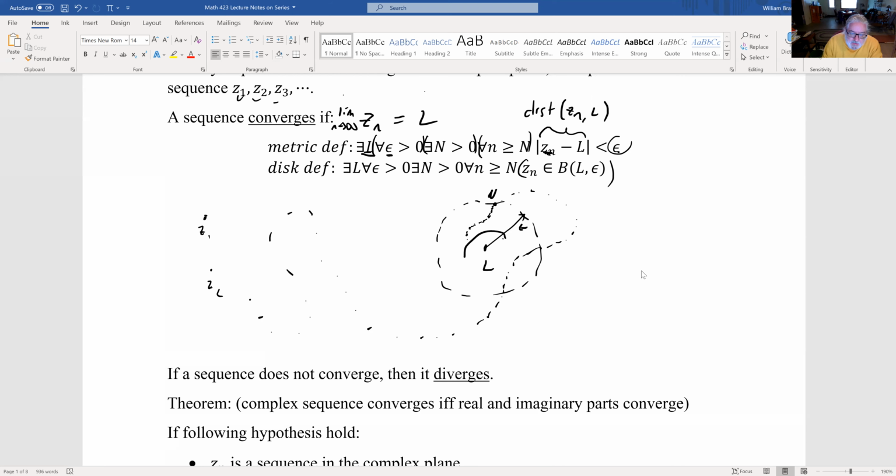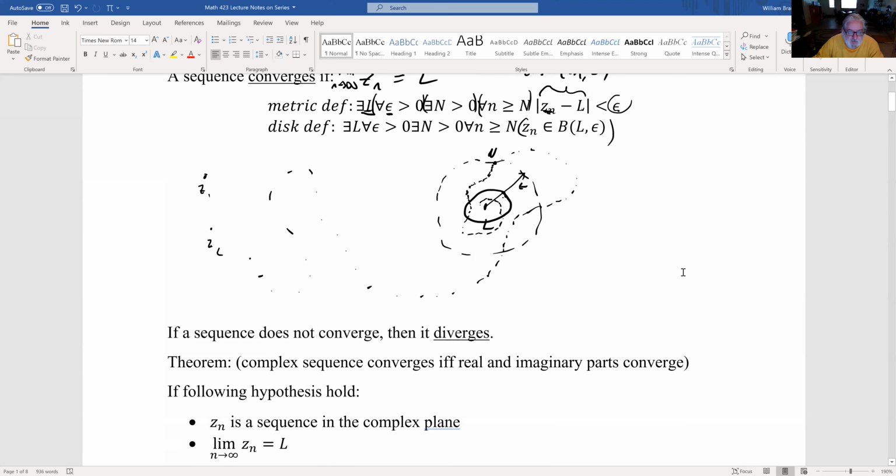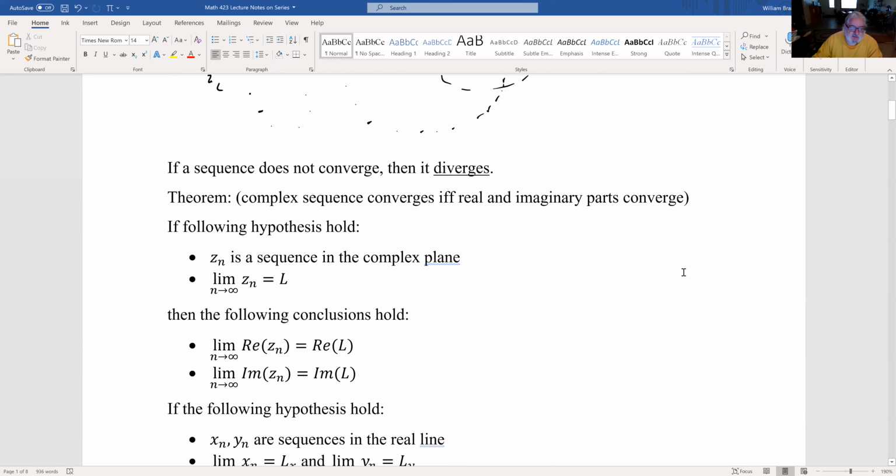If I make epsilon smaller, then at some point there's some N, so that all the terms of my sequence are within this smaller epsilon of L. So that's basically the idea of it. At some point, the entire tail end of your sequence is within epsilon of L. As you make epsilon smaller, the capital N will get bigger, but the tail end will always be within epsilon. And we say that a sequence diverges if it does not converge.